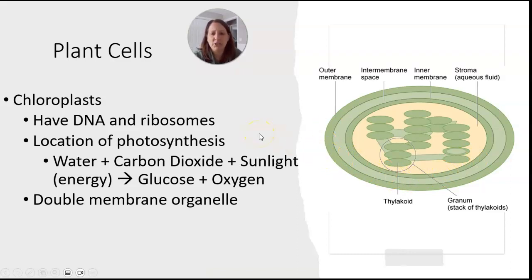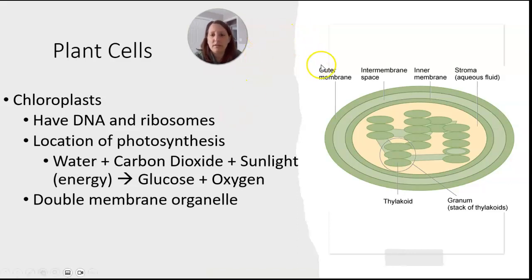Something that's not really shown on this figure is that I want you to know that chloroplasts, just like mitochondria, have their own ribosomes as well as their own DNA. So they can make their own proteins and they can also replicate. This is the third double membrane organelle. So remember the nucleus, mitochondria, and now the chloroplast is going to be a double membrane organelle.